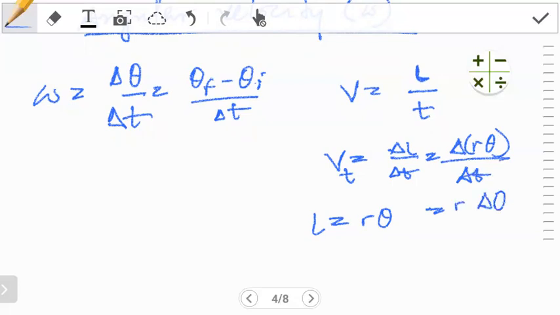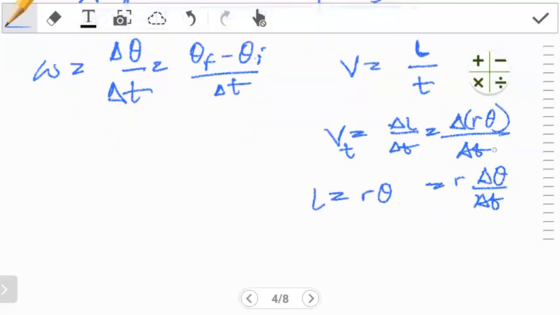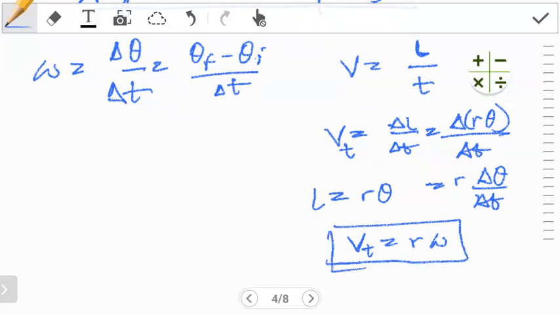You notice that this term is exactly what we had for angular velocity, implying that we can conclude that the tangential velocity or the linear velocity is related to the angular velocity in this manner. This creates the relationship between tangential velocity, or linear velocity, and the angular velocity.